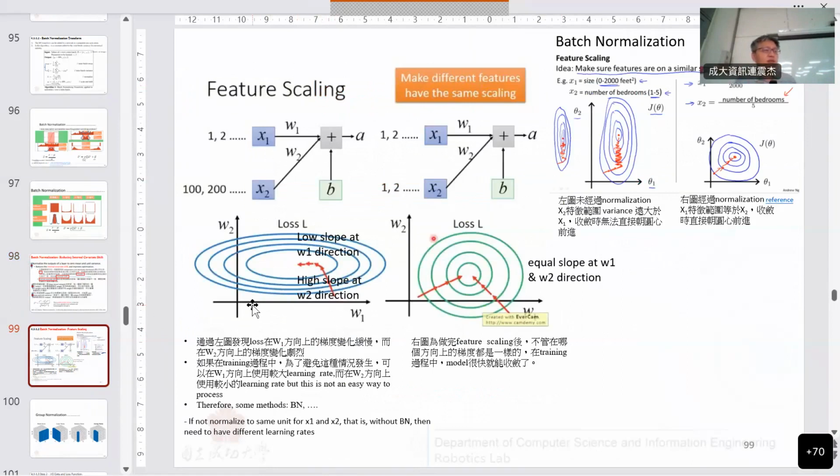Why do we need batch normalization? The other reason is scale. The unit for each direction, suppose these are the parameters W1 and W2. Okay, if the units are different, suppose here the unit is 1, 2, 3, 4, and this unit is 100, 200, 300. Be careful.